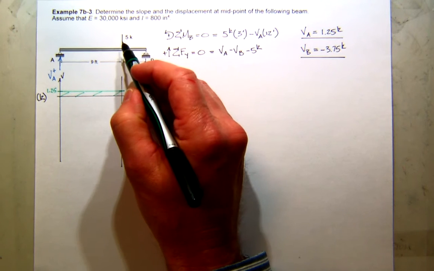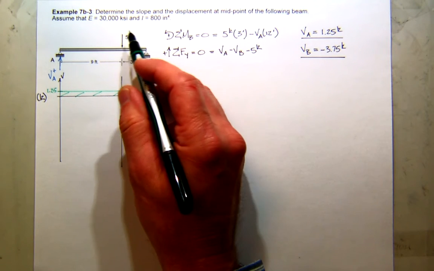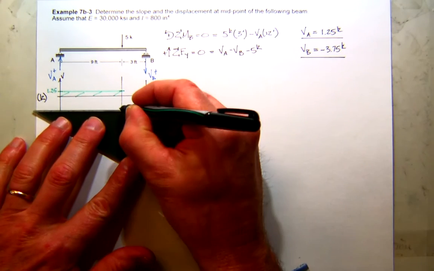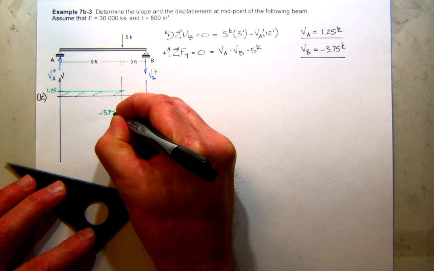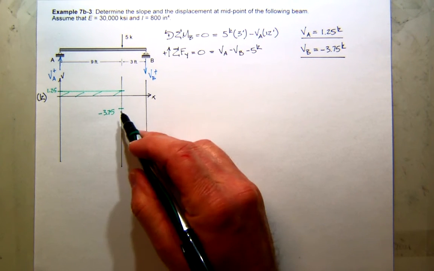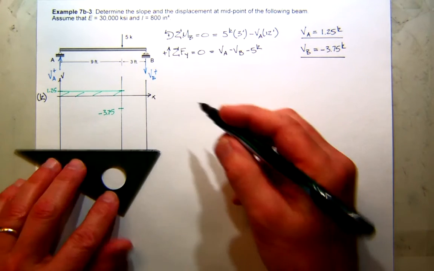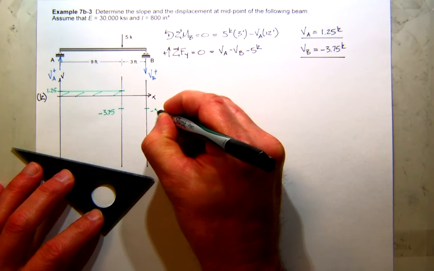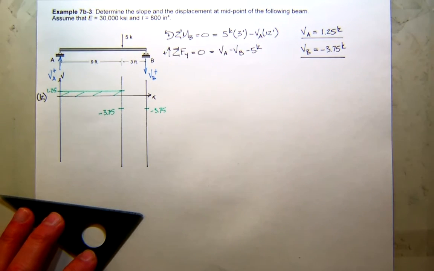So as we go from the left side to the right side, how much does our shear change? Well, it's 5 and it's down, so that's negative. So that brings us to negative 3.75. The change in shear between any 2 points is the area in the load curve. It's 0, so there's no change. So we're going to stay at negative 3.75, which is great because that matches the shear at B.